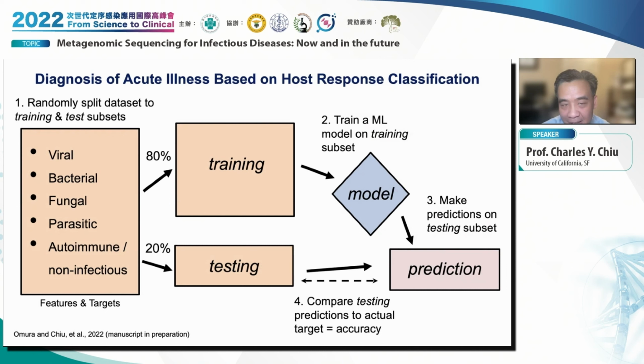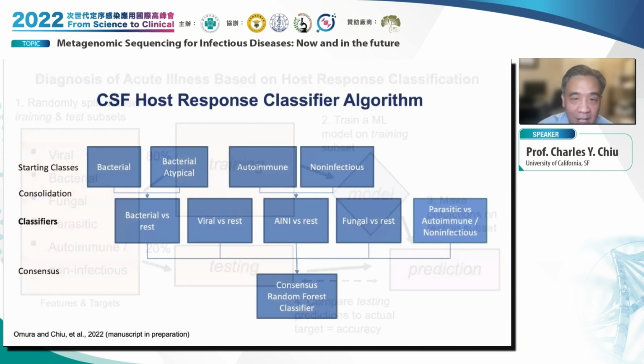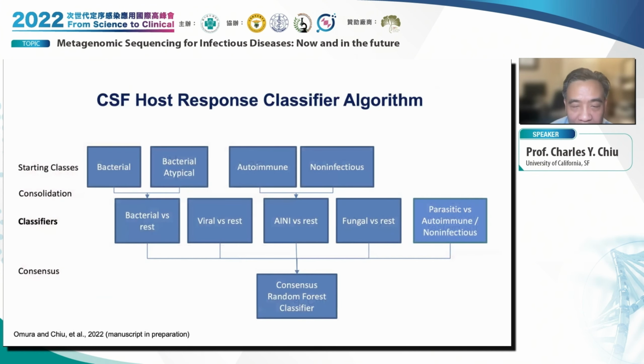The idea is that we take roughly 70 to 80% of the data and develop it as a training set, and then we train and develop a model that can be used to make predictions on what kind of infection or what kind of illness it is. Then we apply the model on an independent test set, and we use the results of the test set testing to evaluate the performance of that model.